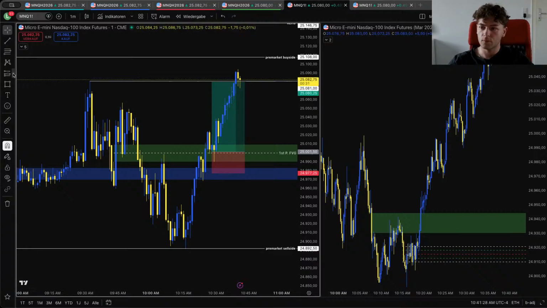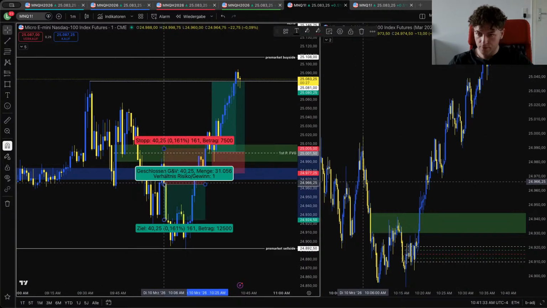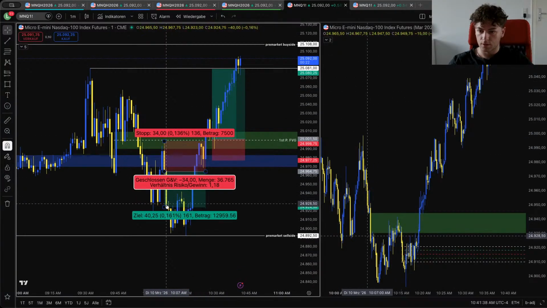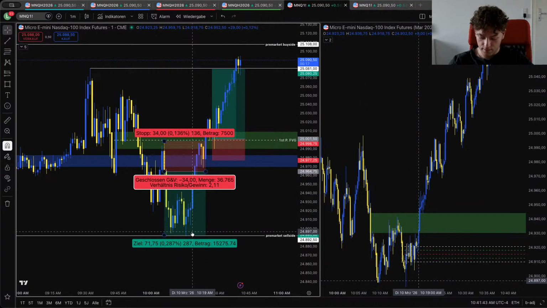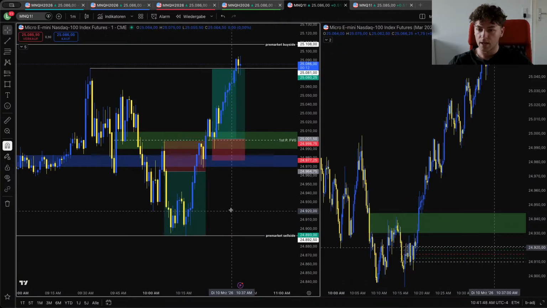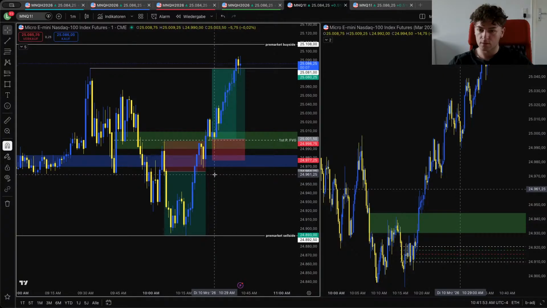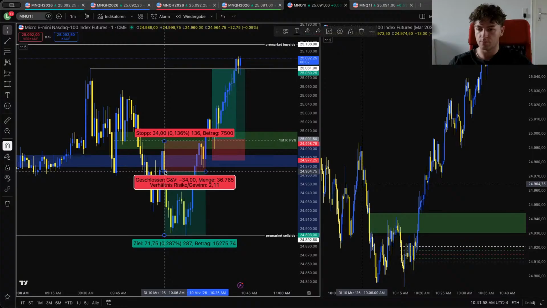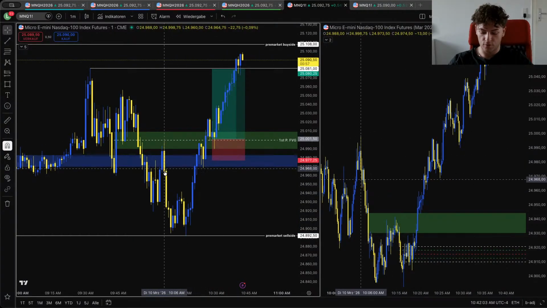ICT was aiming for sell side. Sell side hasn't been hit. Then he got stopped out at 24,962. 62 is right here. Okay, so he got stopped out at break even, more or less, a couple points in profit. So break even trade for ICT here.